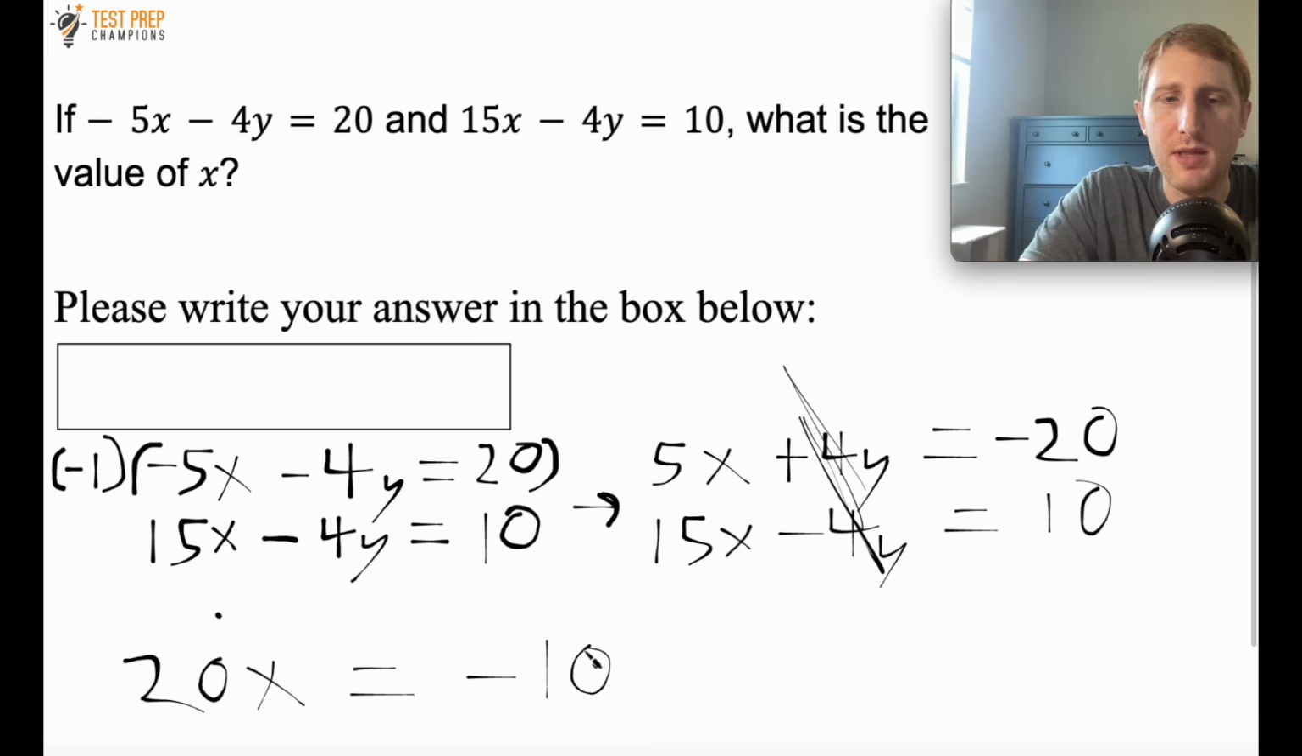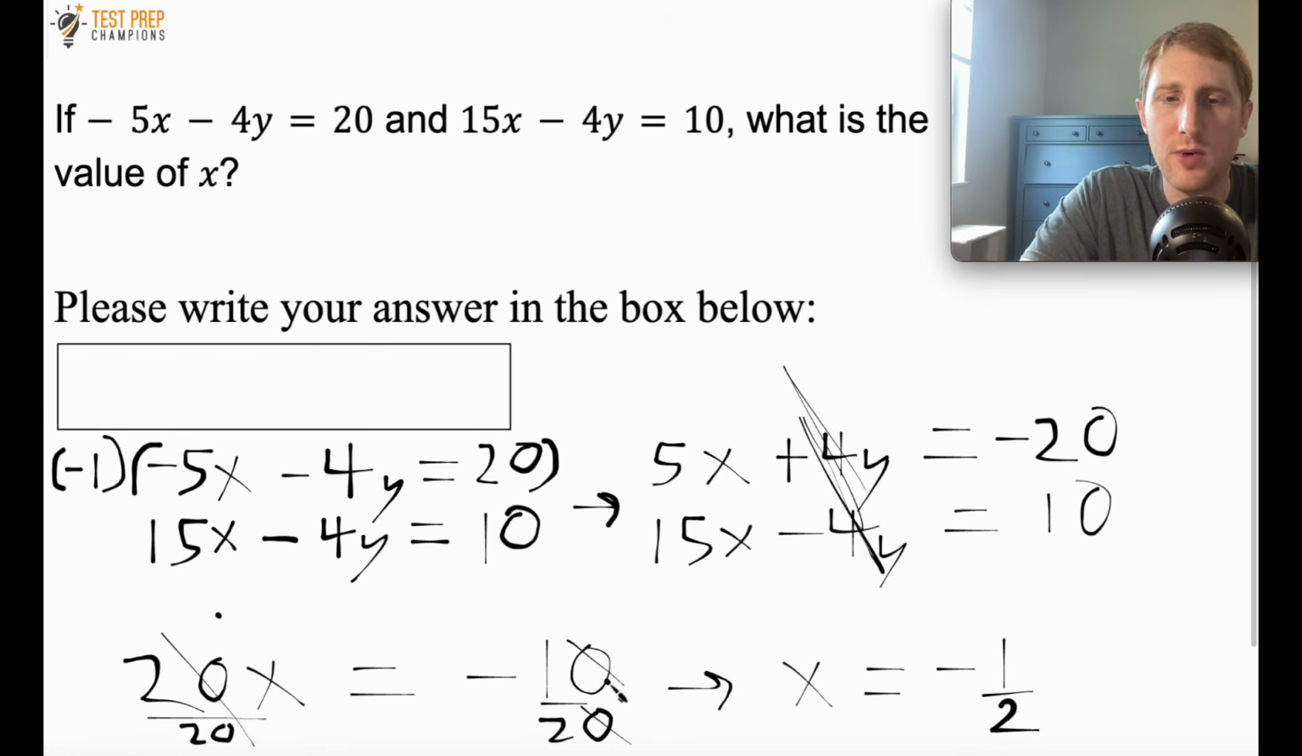And so now the name of the game is to get the x by itself. So I want to divide by 20 on both sides. So what do I get when I do that? Well, I get x equals negative 10 over 20, and I want to simplify that. And one way to do that is to just say, hey, there's a 0 in the 10 and there's a 0 in the 20. I cross these out, and I get negative 1 over 2.